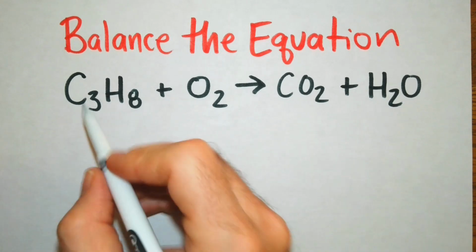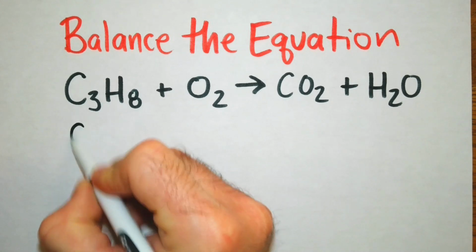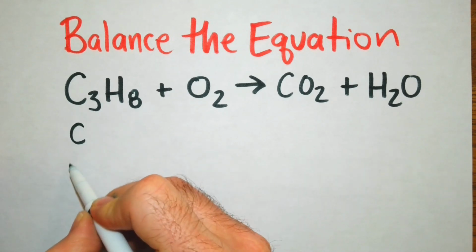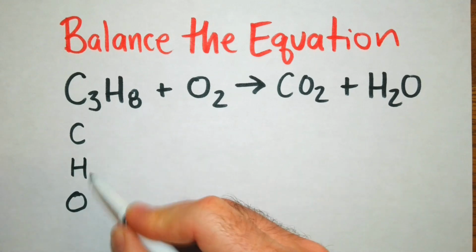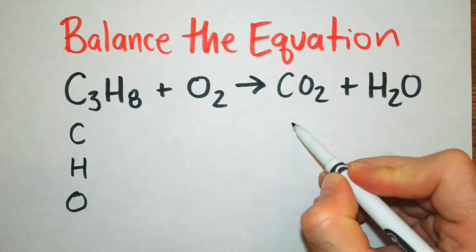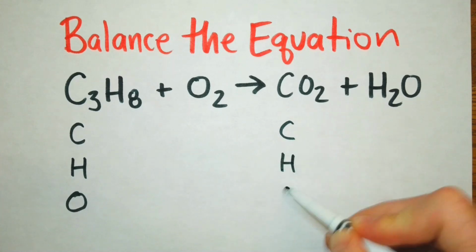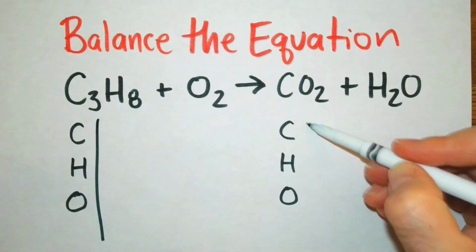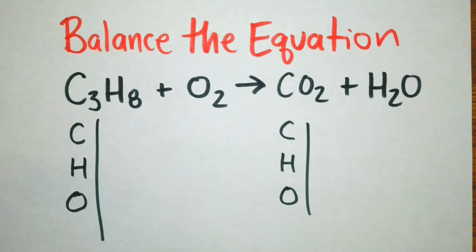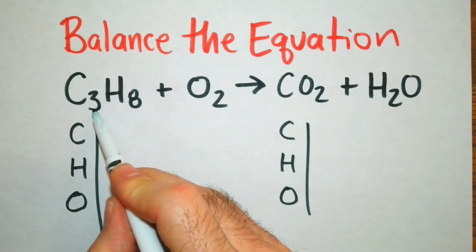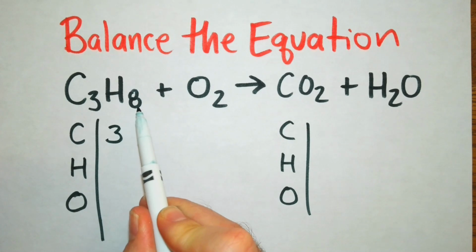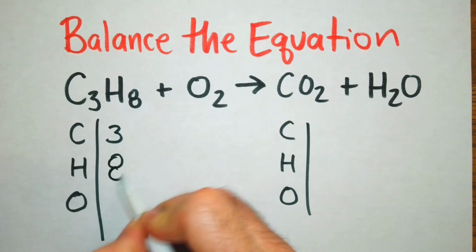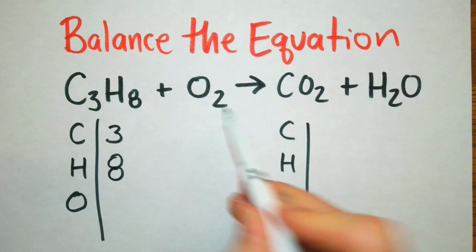What I like to do is I list each element on both sides of the reaction arrow. Have carbon, hydrogen, oxygen, and on this side I have carbon, hydrogen, and oxygen. Just going to draw a line. Okay, first let's count them. We have 3 carbons. We have 8 hydrogens. We have 2 oxygens.